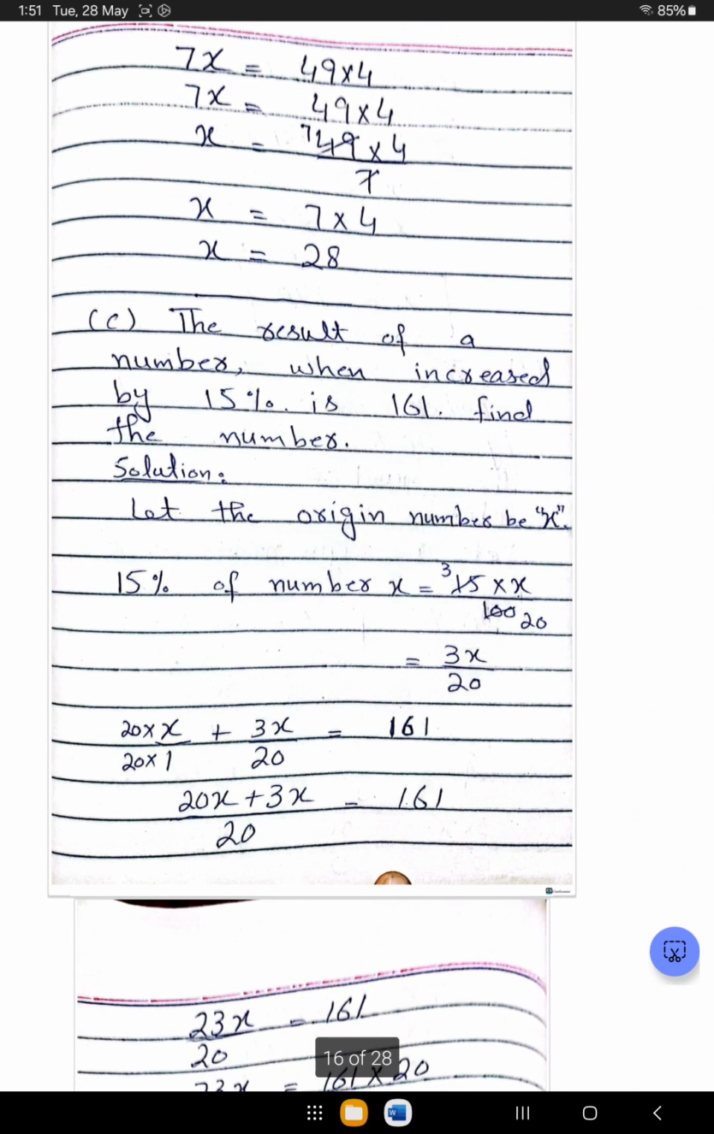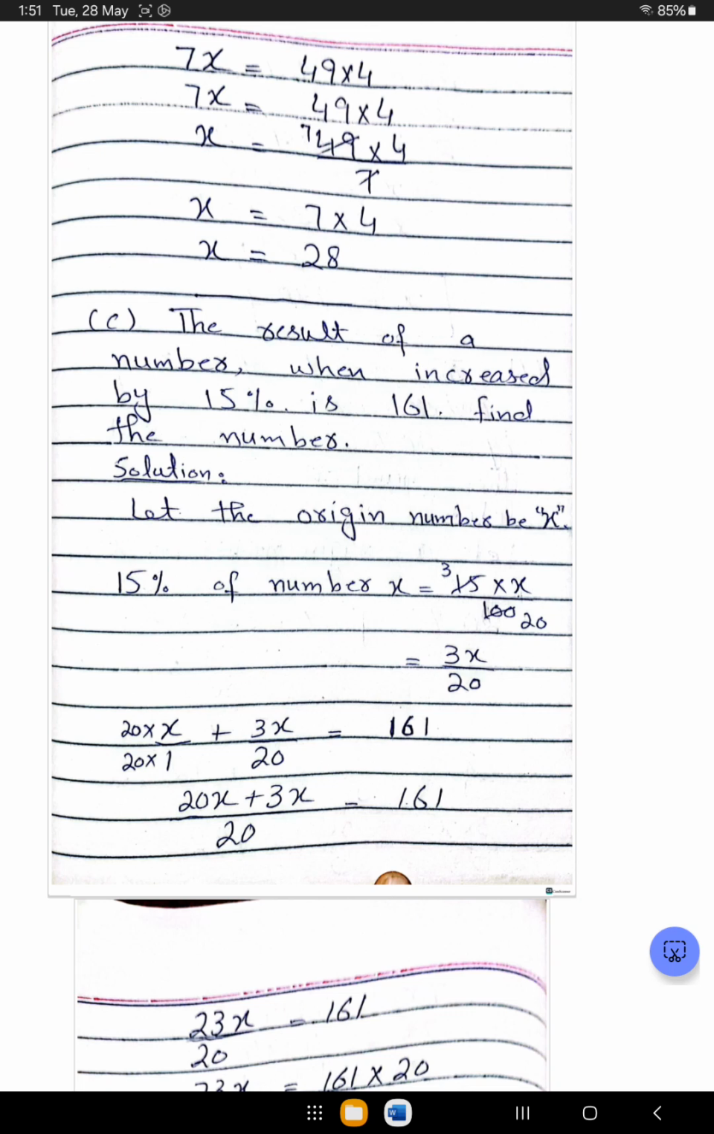The result of a number when increased by 15% is 161. Find the number. First of all, we let the original number be x. 15% of a number x is 15 divided by 100 times x, which is equal to 3x over 20, since 5 threes are 15 and 5 twenties are 100.